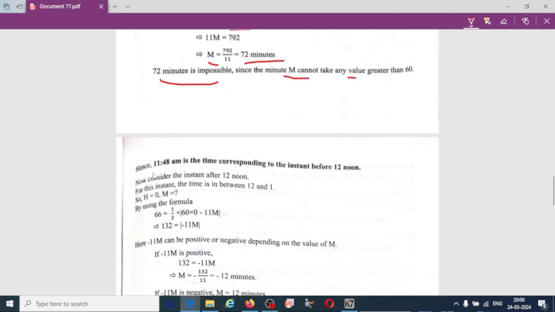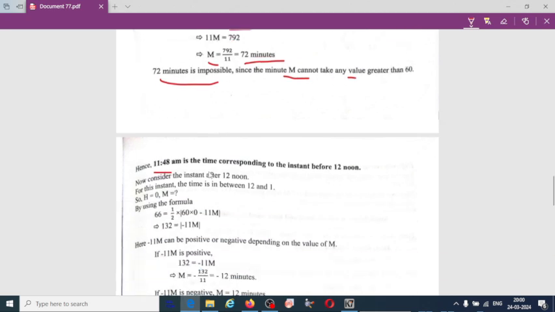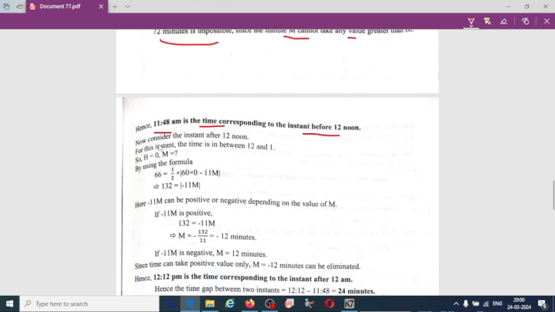So next we go for the 11. So 48 minutes is possible. So 11:48 am is the time corresponding to the instant before 12 noon. Okay. Now we have to consider the instant after 12 noon.